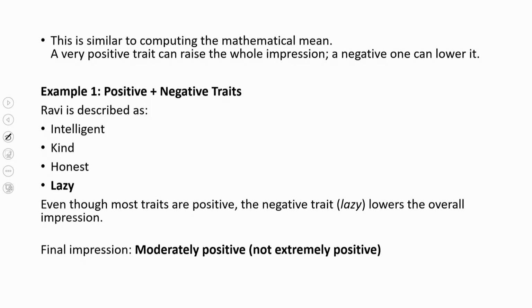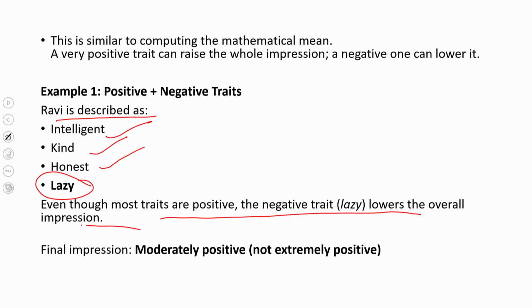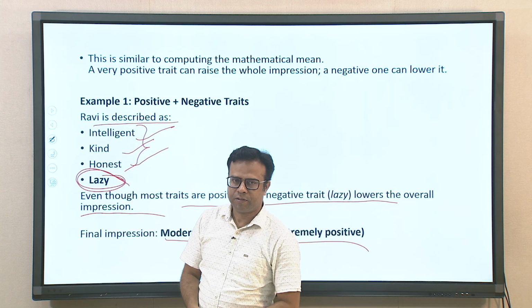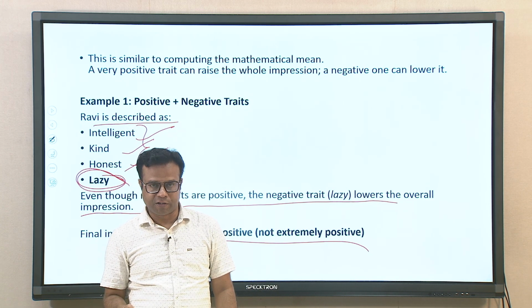For example, Ravi is described as intelligent, kind, honest, but one word was used, lazy. Even though most traits are positive, one negative trait like lazy lowers the overall impression. Everything else is very positive, but this one negative trait will lower the overall impression of the person. That is how, because if you just add one by one, then it should not have much influence, but because we create a mental average, it lowers it. So, the final impression is moderately positive, not extremely positive, because of just adding one negative characteristic.